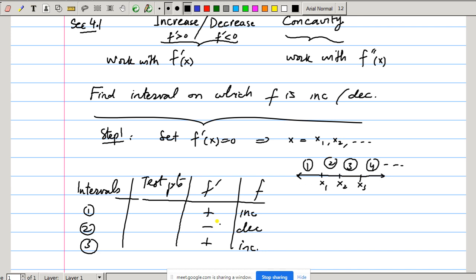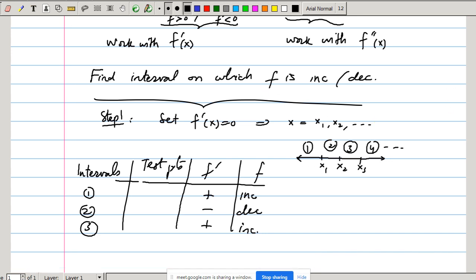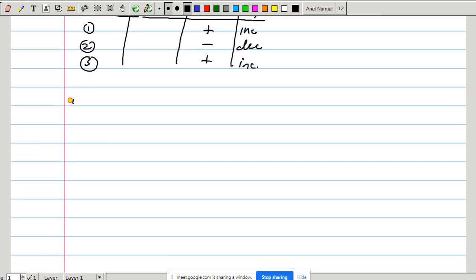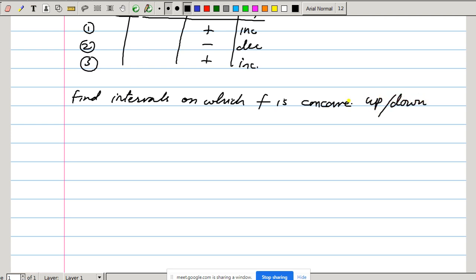If you are working with concavity, do the same thing but with the second derivative. If they ask you to find intervals on which f is concave up, concave down, then I will do the same thing, because concave up means where your second derivative is positive, concave down means your second derivative is negative. So whenever they ask you about concavity, we need f double prime.